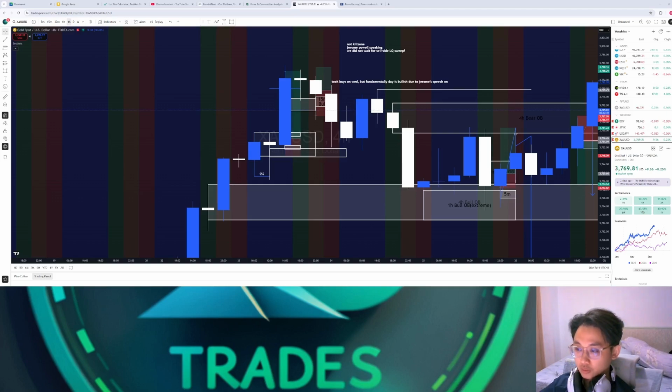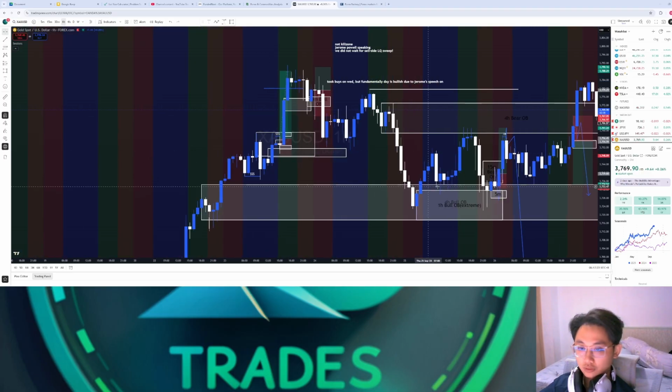Hey traders, let's take a look at the trade that I took on gold. So here you can see that there's a 4-hour sell side sweep inside of this 4-hour bullish fair value gap, right? So going to the low time frame, let's identify any imbalances.